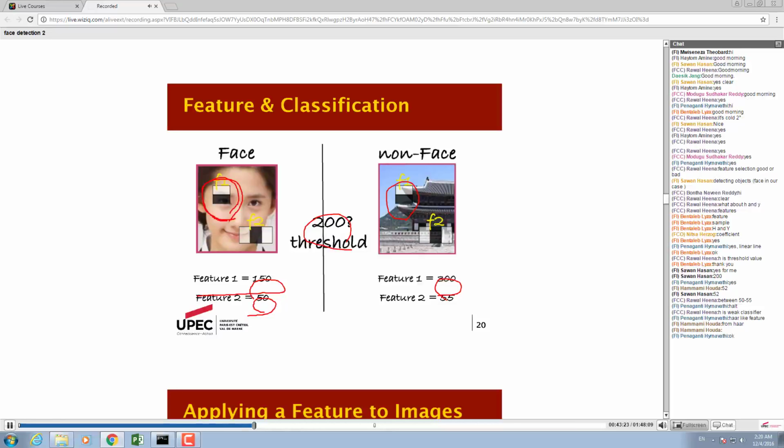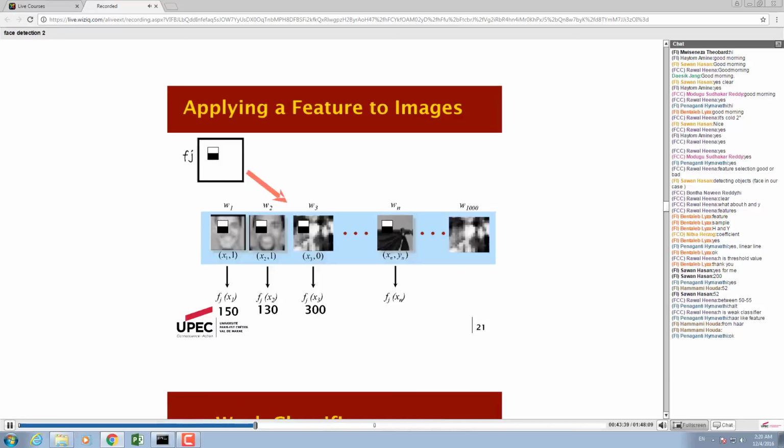Is that clear? This feature and the classifier can be generated because this is supervised classification, supervised learning in this case. Okay, let's go.